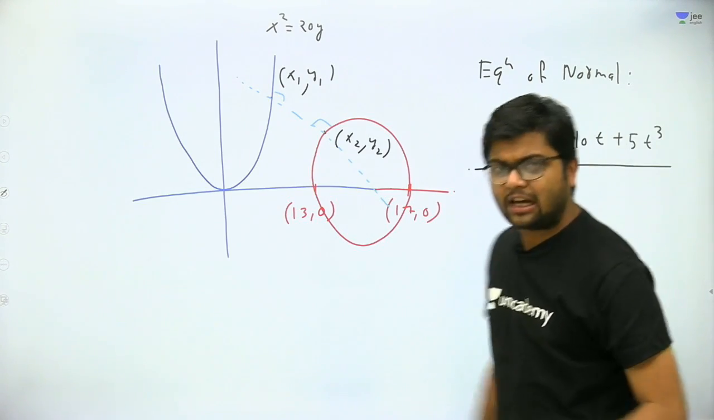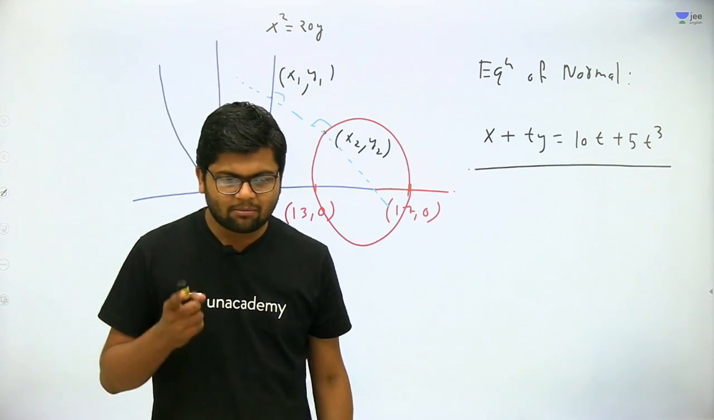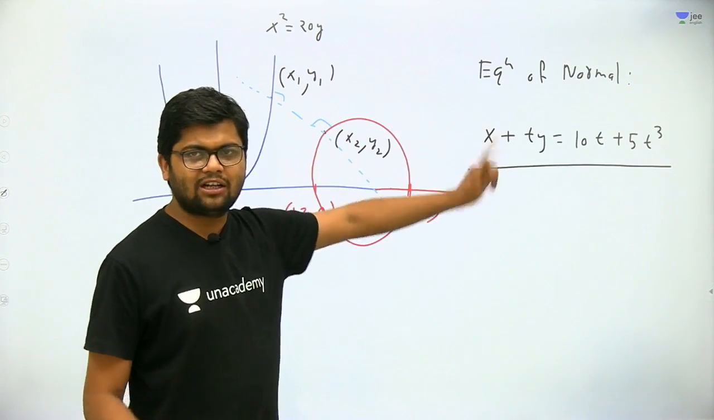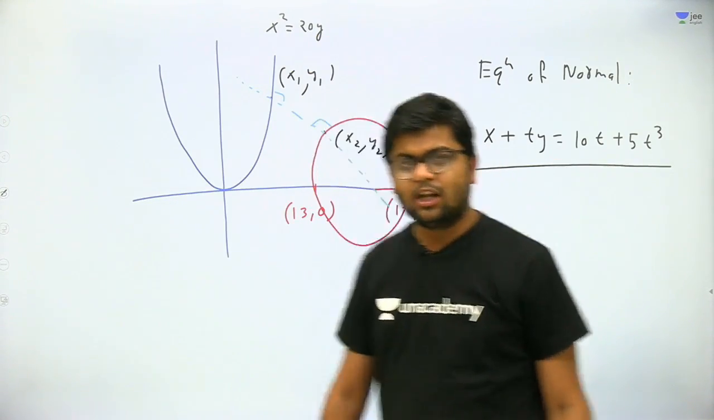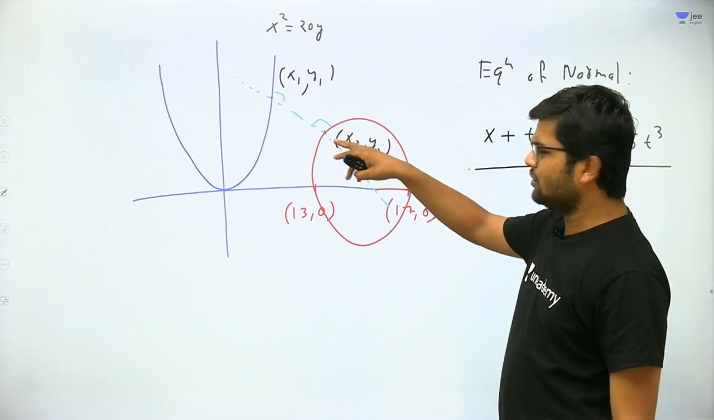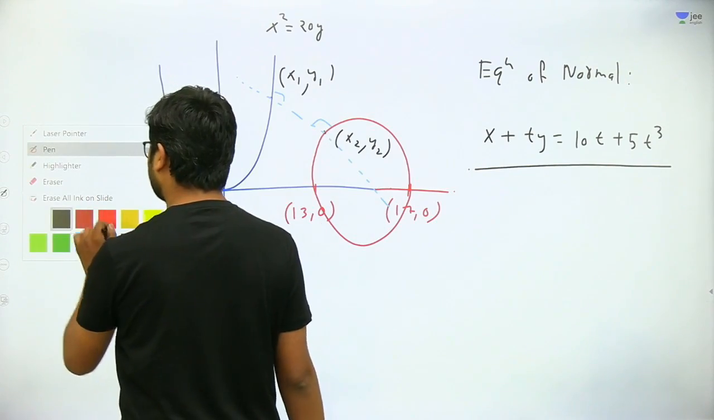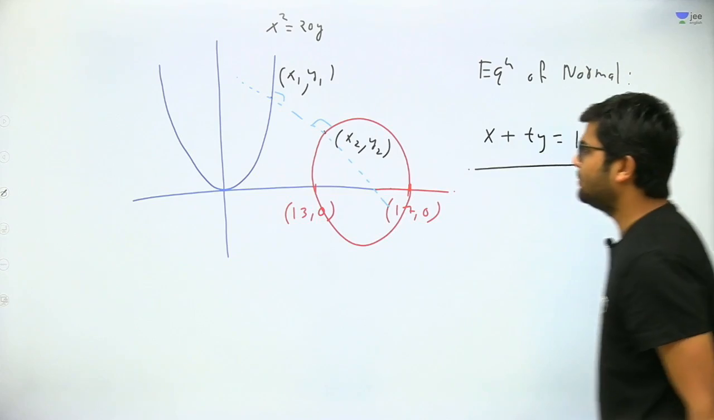Generally the equation is y plus xt, but that is for the parabola y square equal to 4ax. But since this is the parabola x square equal to 4ay, x and y will get interchanged, and this is the equation of the normal of the parabola, where t is the parametric coordinate of the point which corresponds to the minimum distance. Now I need to find the point.